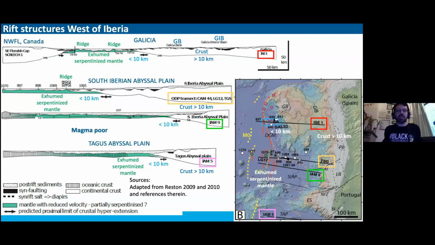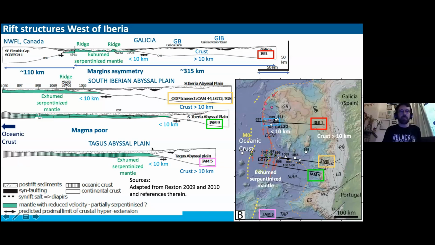All those processes occurred with a very little amount of magma, so the West Iberian Margin is typically defined as a magma-poor margin. The transition to the oceanic domain is debated, but in the literature, it's typically pointed at the M0 magnetic anomaly for the start of the oceanic domain. Note that the Newfoundland margin here in Canada has been proposed from paleogeographic reconstructions to be the conjugate margin to the Galicia margin. Note as well the asymmetry between both margins here.